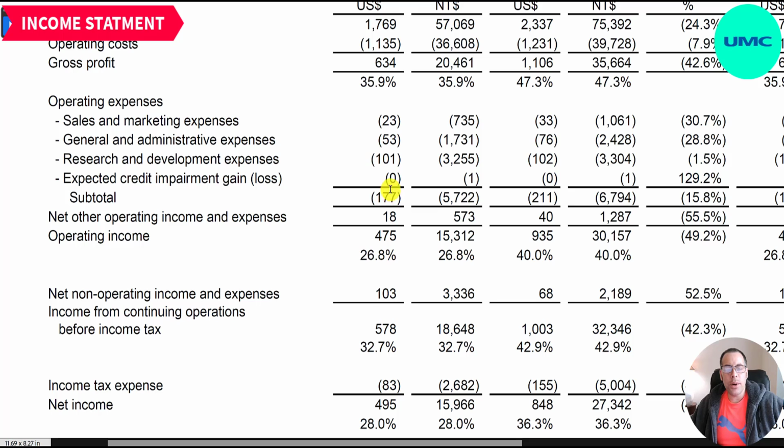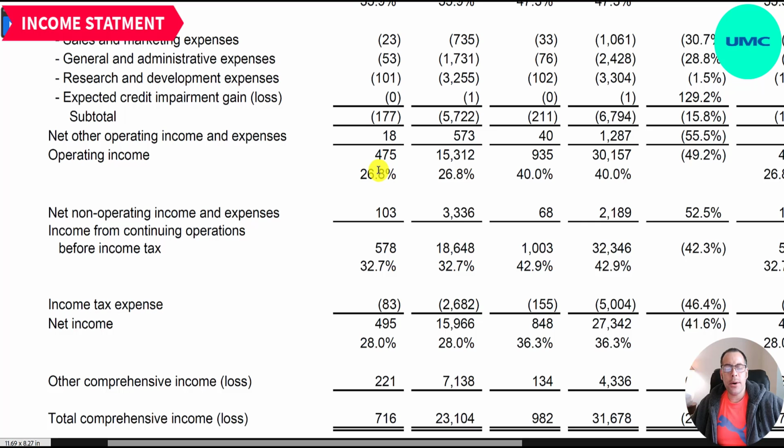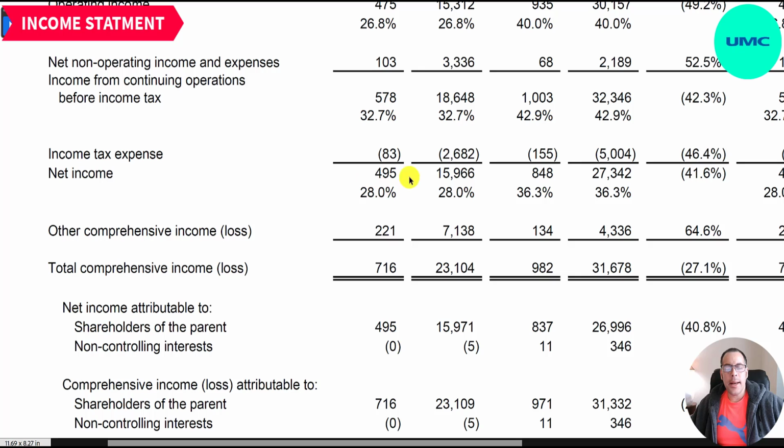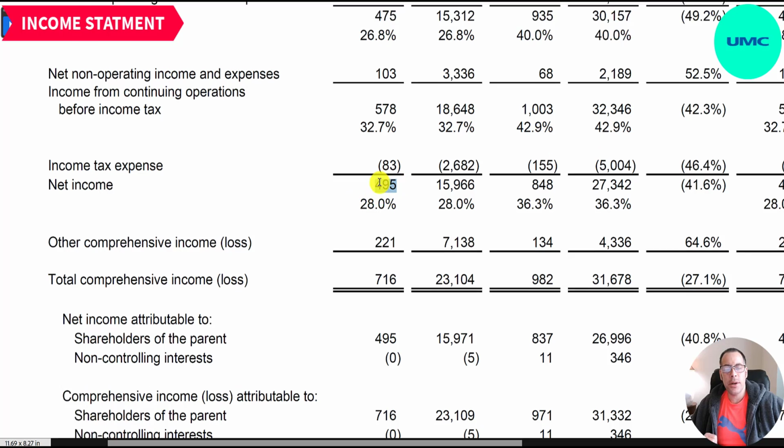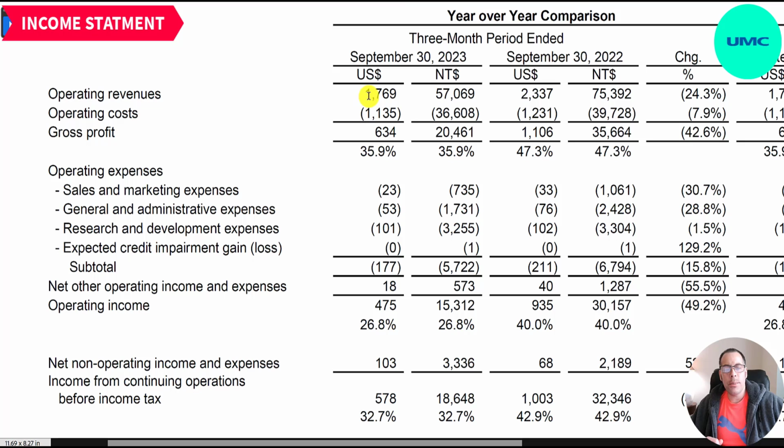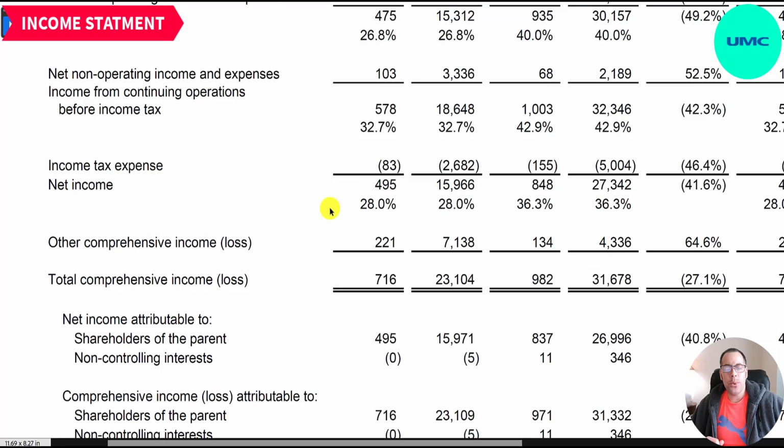Operating expenses of 177 million US dollars, down a little from last year. So operating income 475 million, last year 900 million. Their operating margins are down quite a bit as well, from 40% to 27%. Net income $500 million, 28% net profit margin. To calculate net profit margins, net income 495 million over revenue of 1.8 billion. That's how you get the 28%.